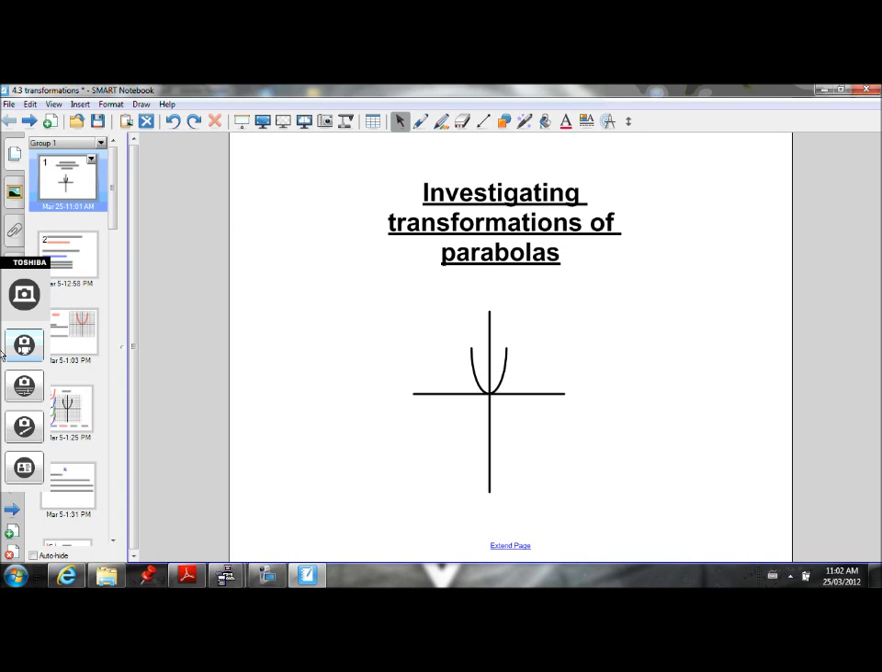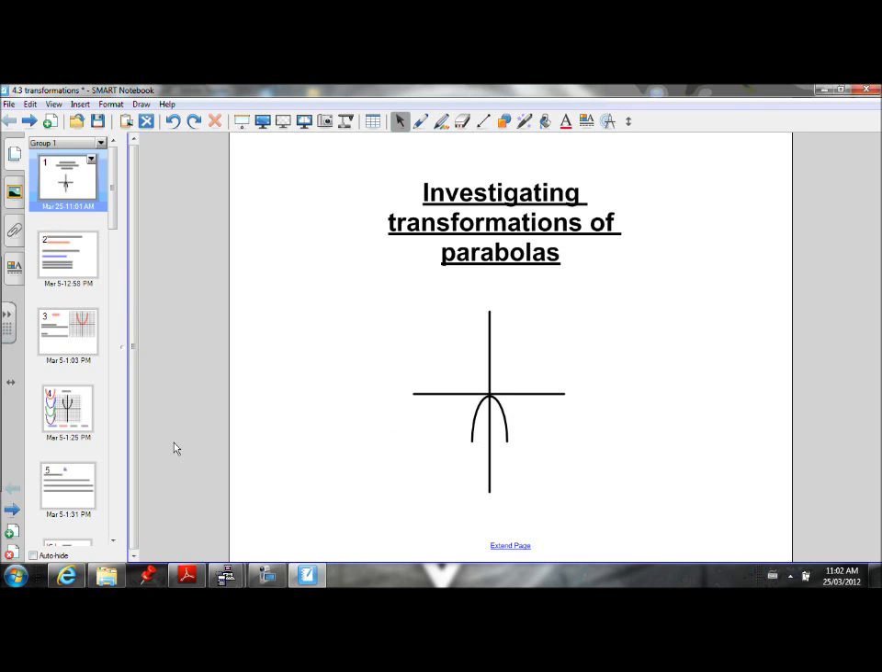Today's lesson is on an investigation of transformations of parabolas. So today we are going to learn how parabolas move around the coordinate grid. How they move left, right, up, down, and even how they can be reflected in the x-axis, meaning that they are flipped upside down. So today we're going to learn how all of that occurs.